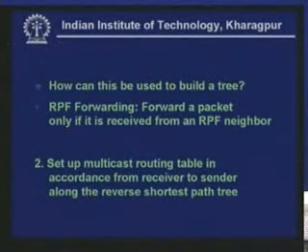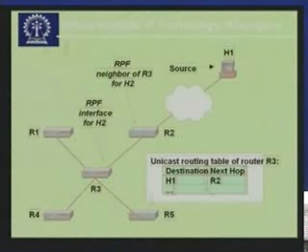So how can this be used to build a tree? RPF forwarding: forward a packet only if it is received from an RPF neighbor, and set up the multicast routing table accordingly from receiver to sender along the reverse shortest path tree. So it's simple as that.